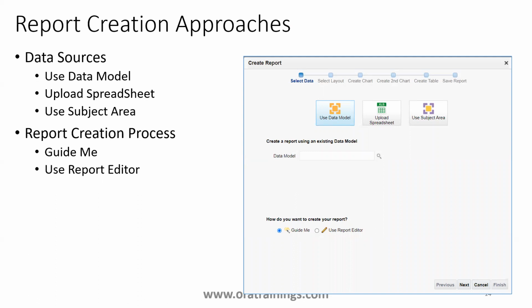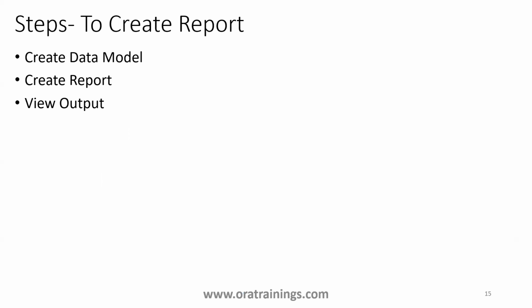And then the creation of the report process can be a guide me approach, or a report editor approach. Okay, when you click on guide me, it shows an interactive way of creating a report wherein you can see a template creation online. When you click on use report editor, we have to create a template manually. Okay, and on a high level, what are the three steps you require? One is creation of a data model. The other one is creating a report. The next one is viewing the output. Okay. So now let us navigate to the Fusion instance and try to create a sample report.